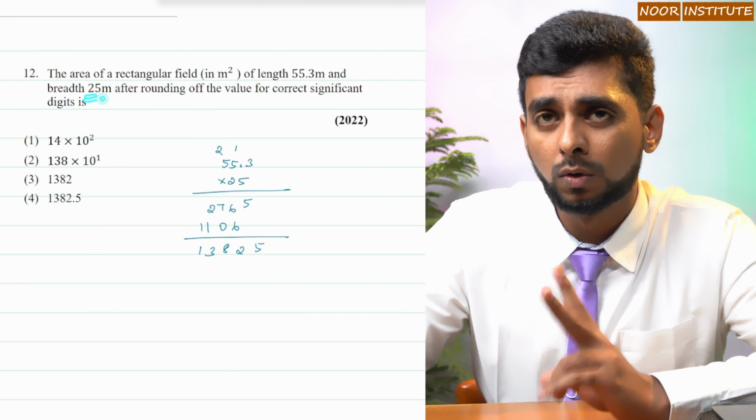Okay, so I have got 14 into 10 power 2. That will be my answer. The option here is option 1. You shouldn't have any doubt in this one. Let's move on to the next one. The next sum is based on propagation of error. Let's see what it is.